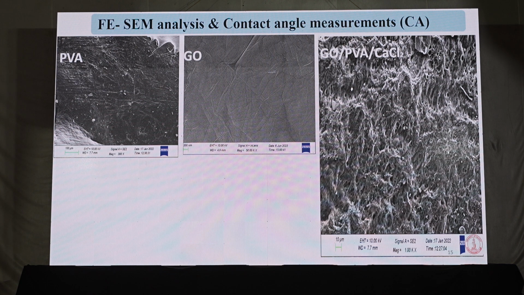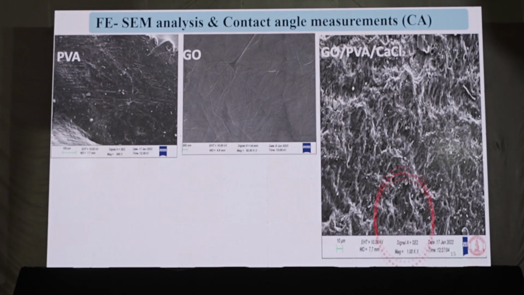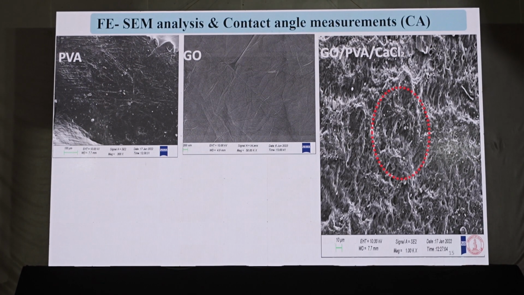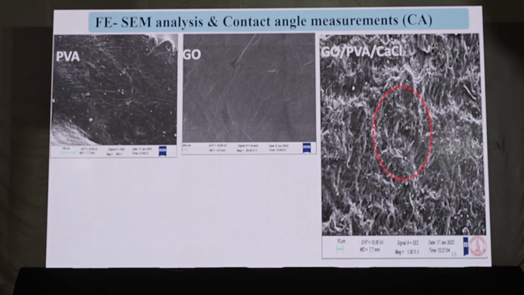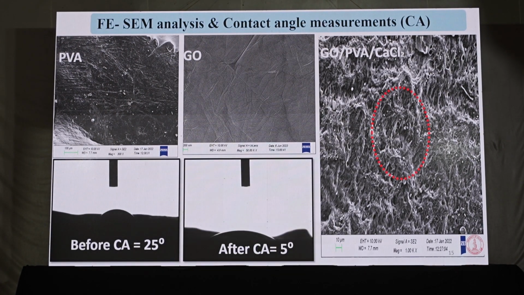In order to study the morphology of the material, we have done SEM analysis. In the SEM images of the calcium chloride incorporated graphene oxide PVA gel, the material is highly porous in nature. This porosity will induce improved water harvesting capacity. And the decrease in contact angle measurements after treating with the hygroscopic material will also indicate more water harvesting capacity of the material.